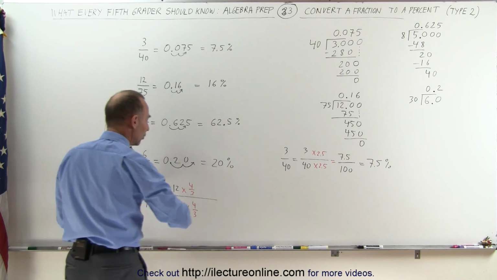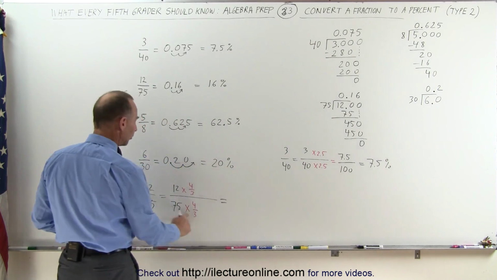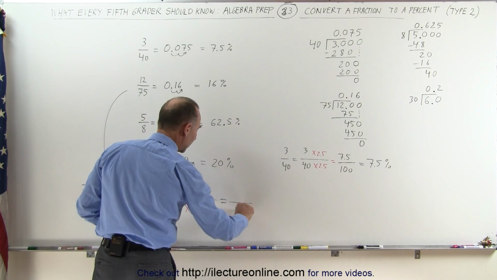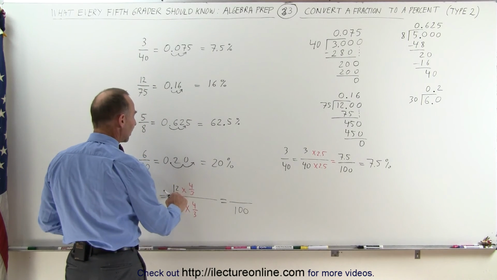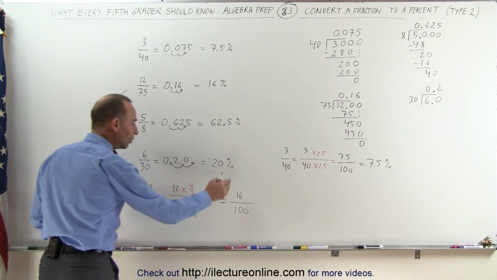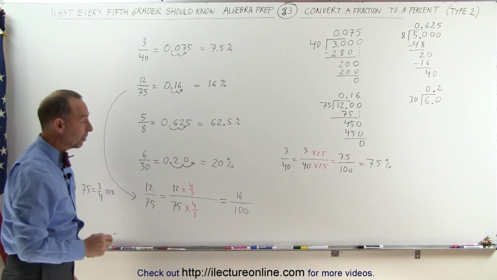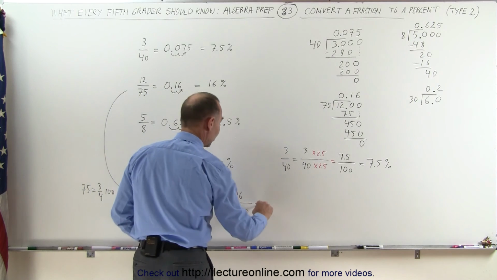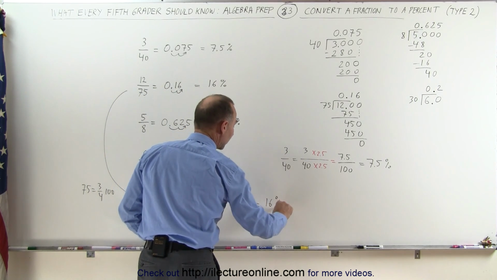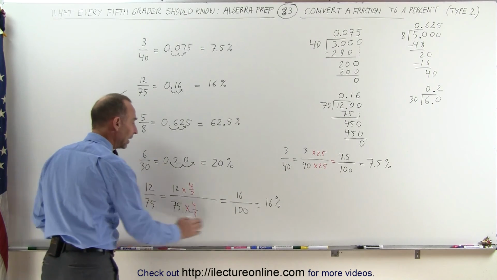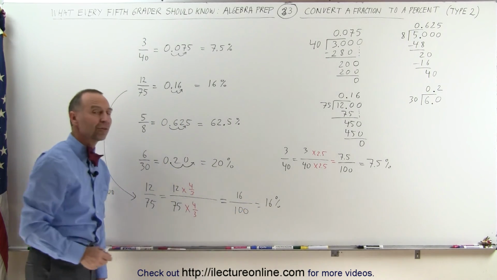Okay, if I do that, notice that the denominator, 3 goes into 75 25 times, 25 times 4 is 100. 3 goes into 12 4 times, 4 times 4 is 16. This turns this fraction into a fraction with 100 as a denominator. All I have to do now is grab my numerator and put a percent sign next to it. Thus, 16 over 100, which is the same as 12 over 75, is the same as 16%.